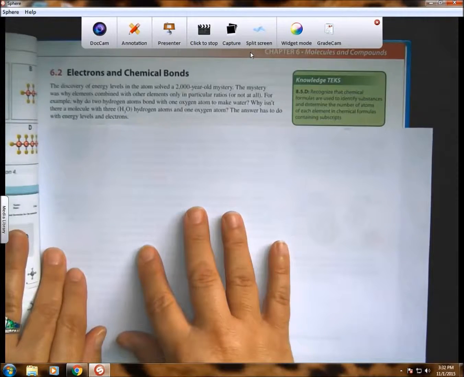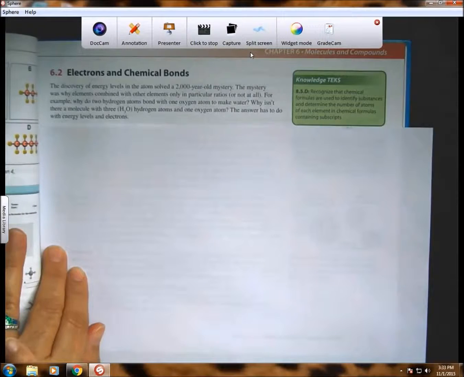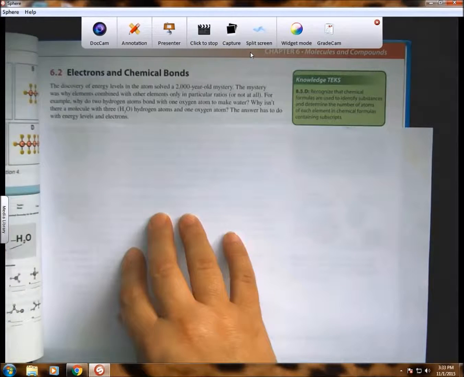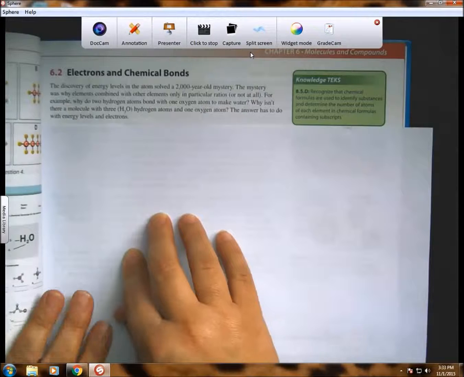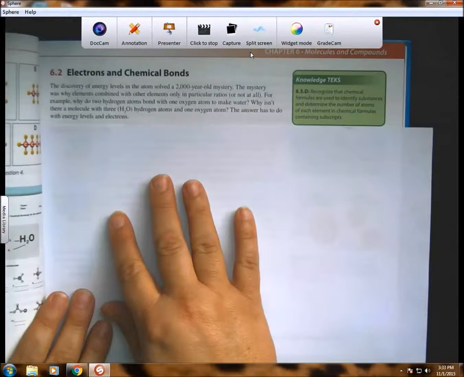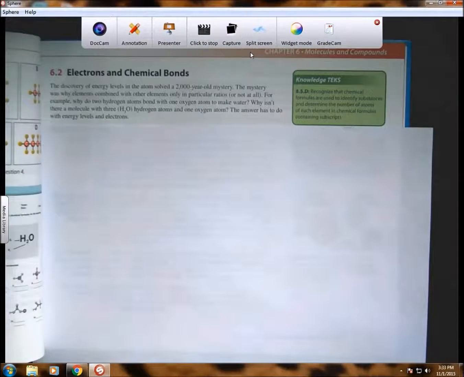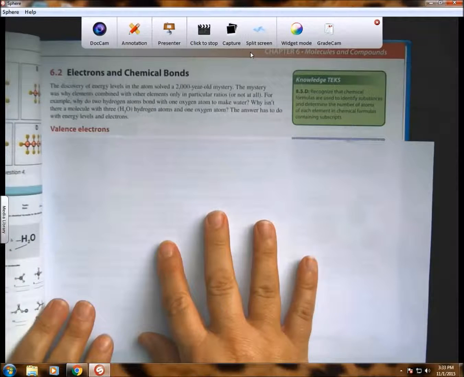Okay. Is there anything there we need to take a note about? I don't think so. I think we've covered valence electrons quite a bit in class, and I don't think we really have anything to write about there. So I'm going to read the rest of this page and see if there's anything on this page that I think is noteworthy. Valence electrons.